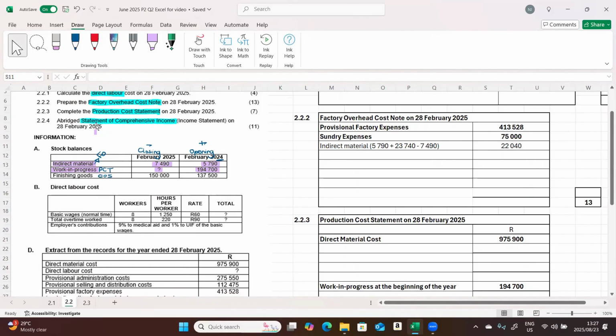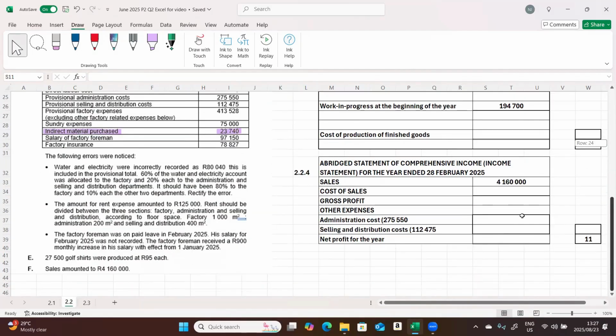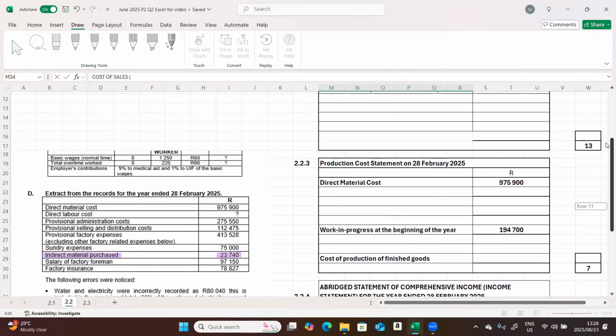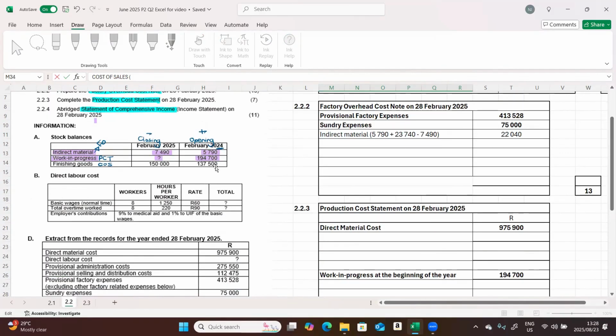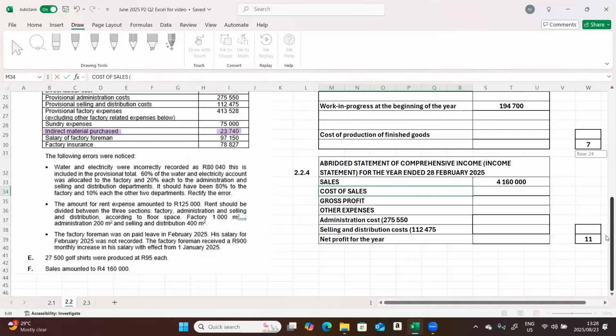And where do we find cost of sales? We find it in the statement of comprehensive income, which is 2.2.4. So let's go to 2.2.4. There it is, right? And we know that we are going to use it over here within cost of sales. Once again, you can go ahead and open your brackets. Same principle, guys. You are going to add your opening balance, which is 137,500. We are adding that. It's going to be a positive amount.